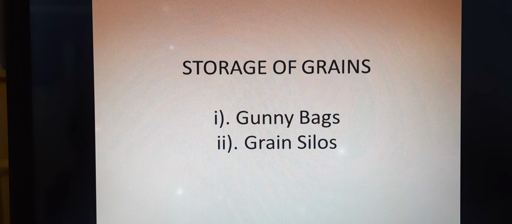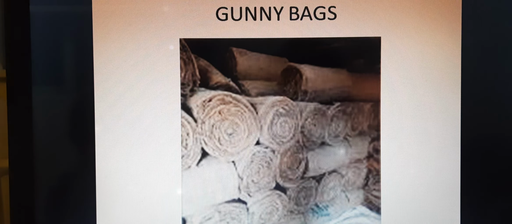Next, storage of grains. How are we storing the grains? After harvesting, we have to store the grains. So, gunny bags are commonly found to store rice and other materials. Air can enter the bags, and insects and pests cannot disturb the gunny bags. Ultimately, you see, these are huge storages of gunny bags by which we can store our food materials.